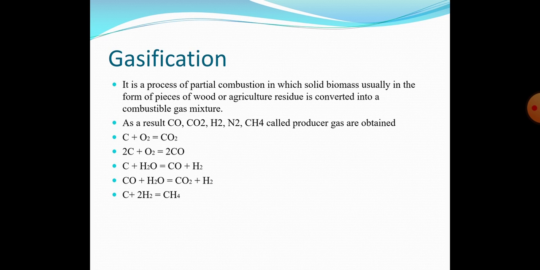of biomass. As a result, a gaseous mixture of carbon monoxide, carbon dioxide, hydrogen, nitrogen, and methane, called producer gas, is obtained. Around 10 to 20% carbon monoxide is produced, 9 to 12% carbon dioxide, 15 to 20% hydrogen, 45 to 55% nitrogen, and 1 to 5% methane.